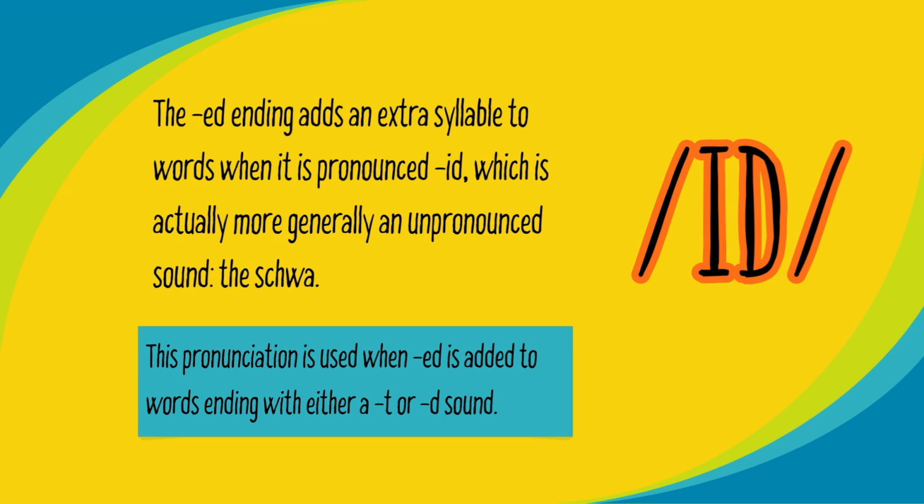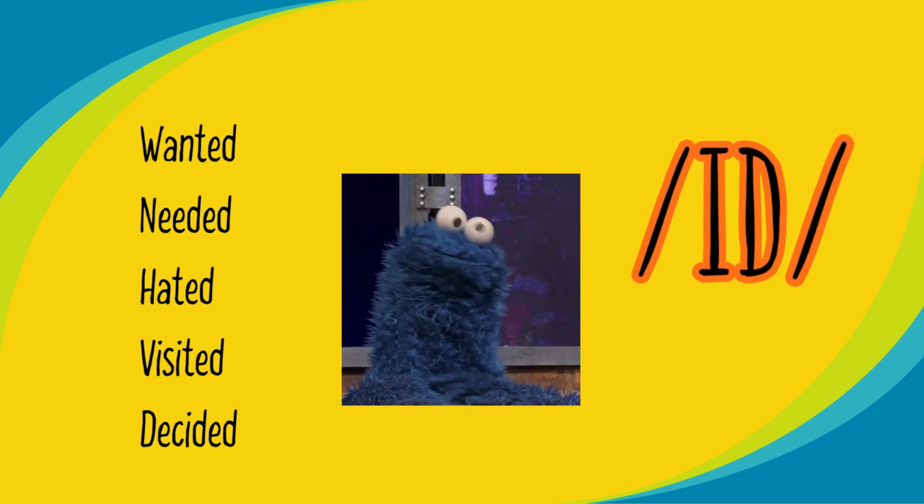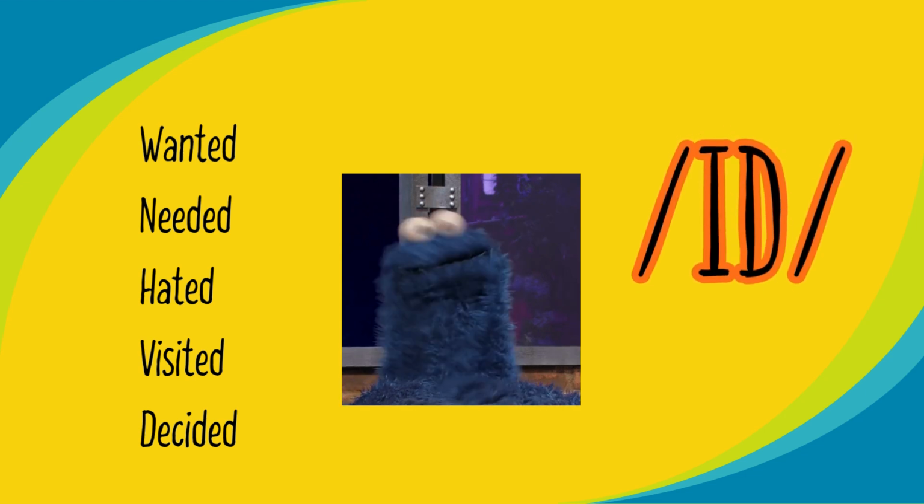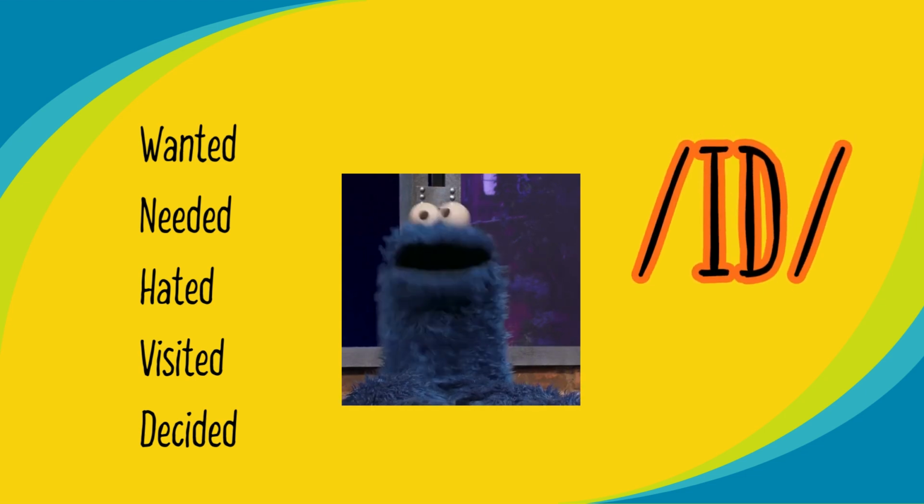The ed ending adds an extra syllable to words when pronounced: id, which is more generally an unpronounced sound, in other words, the schwa sound. This pronunciation is used when ed is added to words ending with either a t or d sound. Some words that use this sound are wanted, needed, hated, visited, and decided.